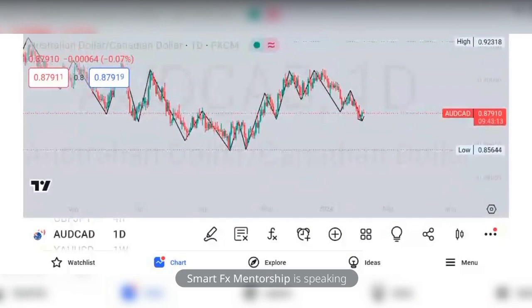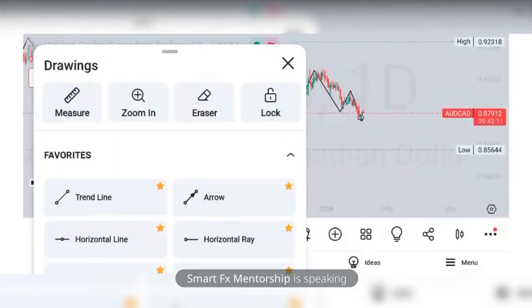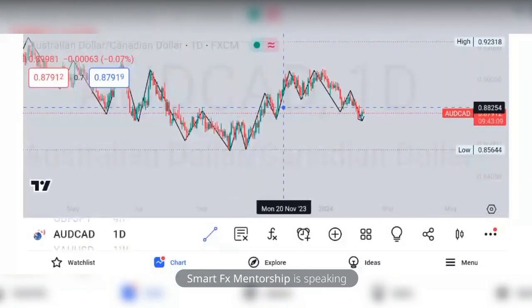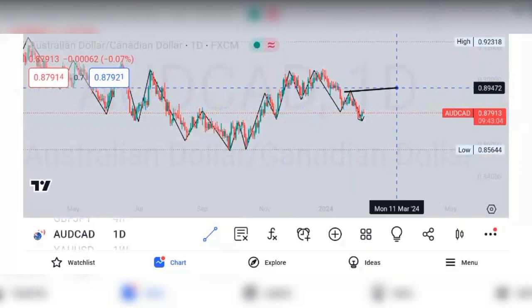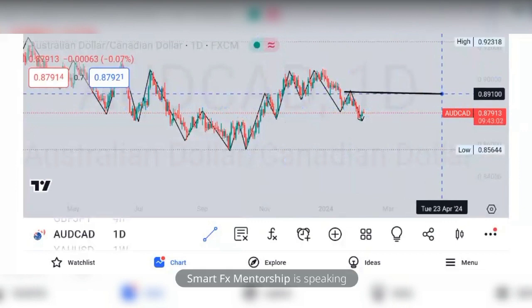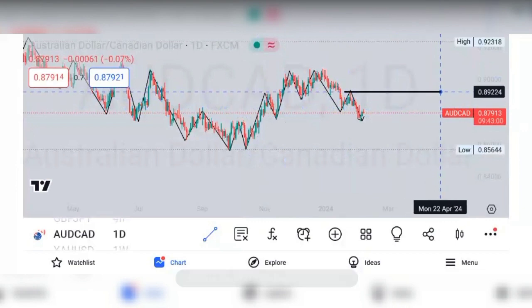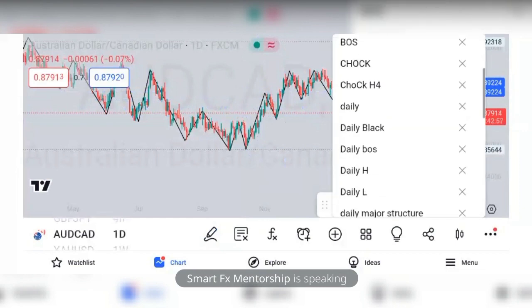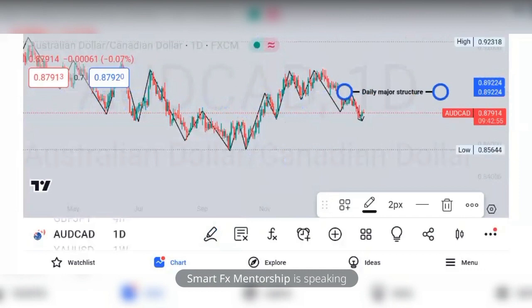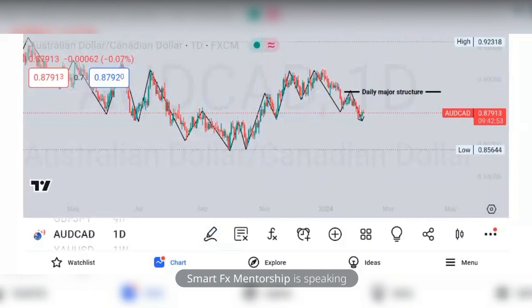So this is what market is doing now, right? So what do we need to do? We take out our trend line, we mark the recent high. This is the recent high. We mark it out. This is a daily major structure. Remember, this is on the daily time frame. That's why I'm putting the daily major structure. It's on the daily time frame.